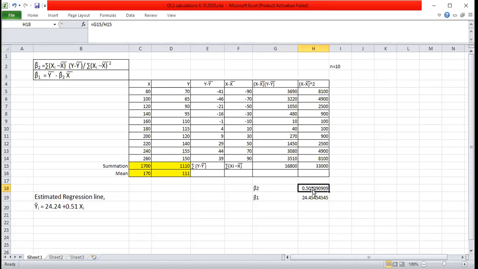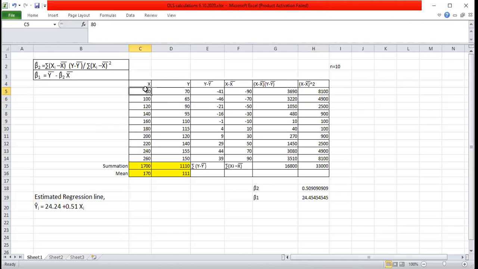So what is the beta 2 hat? Yes, Professor, 0.5090. Okay, let's say 0.51. So how did you get beta 2? You got beta 2 by dividing summation xi minus x bar, y minus y bar by summation xi minus x bar whole square. Did you get everything from this sample? Do you need anything else to find this beta 2 hat?